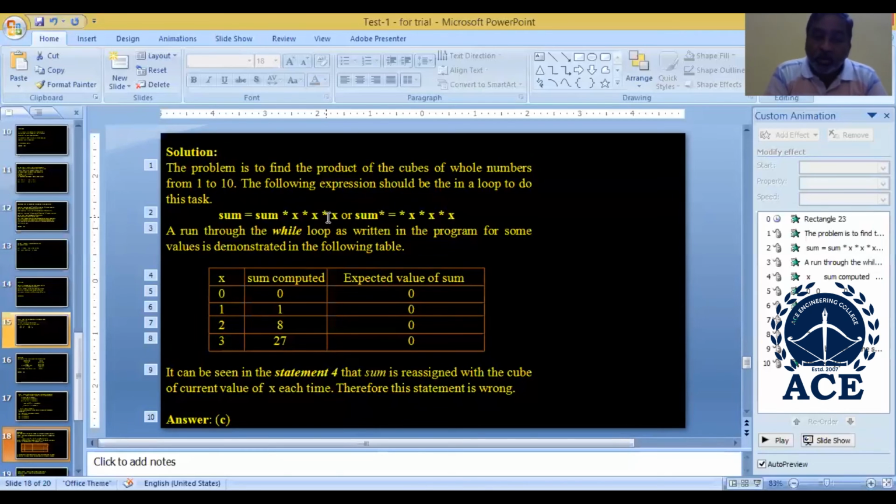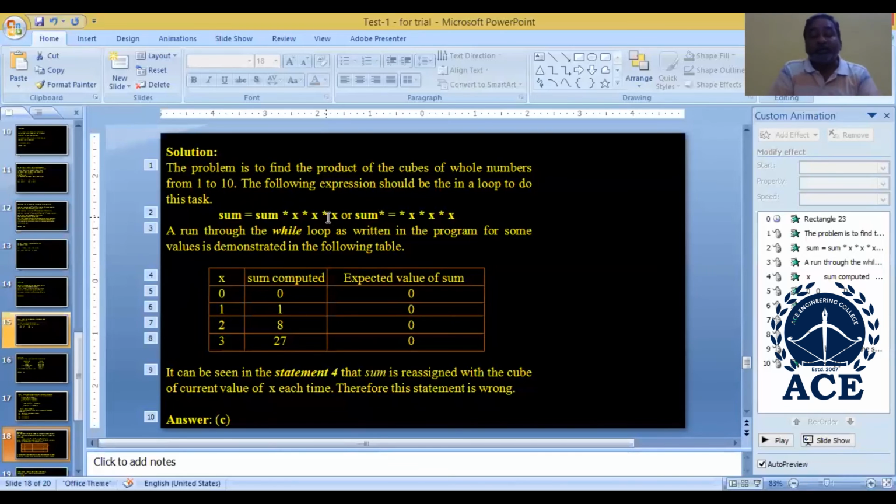Then 1: 1 into 1 into 1, so 1. Now what happens in the actual program, where sum star is equal to x star x star x? What was sum initialized to? 0. 0 into 1 into 1 into 1 is 0. For 2, 2 cube, 8 is expected, but 0 is coming. For 3, cube 27 as per the program written, but it becomes 0 because of the initialization.